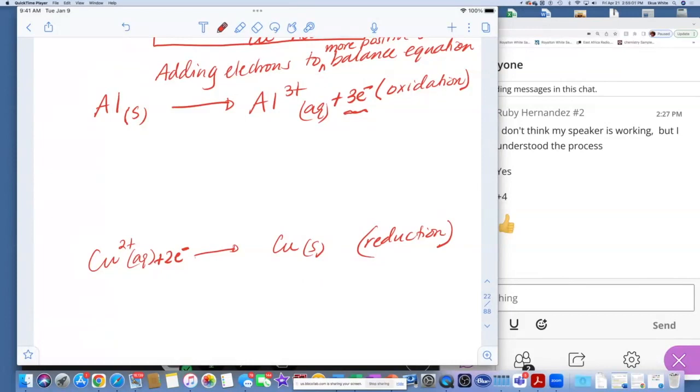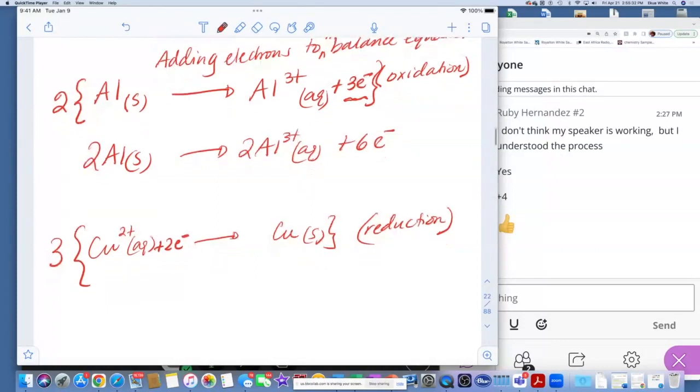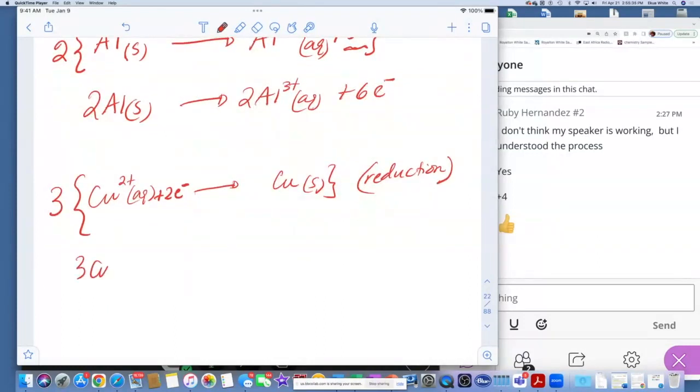To do that, we're going to multiply this whole reaction by 2. Since we have 3 electrons in one reaction and 2 in the other, our goal is to make them both 6. We'll multiply the second one by 3. So when you open the parentheses here, you have 2Al(s), 2Al3+ plus 6 electrons, right? So the oxidation half reaction is now balanced. Let's look at the reduction half reaction and see that it's balanced. Open the parentheses here, we have 3Cu2+ (aq) plus 6 electrons to give us 3Cu(s).